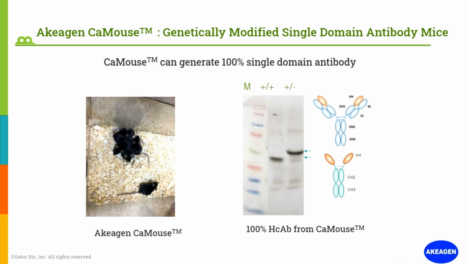However, in the homozygous camel mouse, there exist only heavy chain antibodies. There are no conventional antibodies at all.